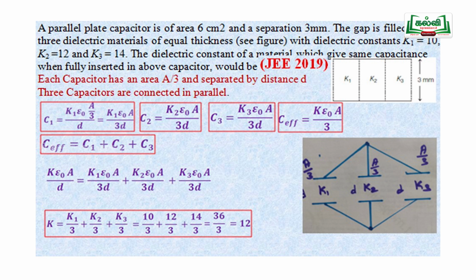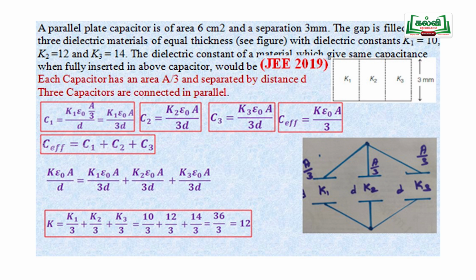Now you see K1, K2, K3. All these upper plates are receiving positive, and all the lower plates are receiving negative. So all these capacitances are connected in parallel. I will find out the capacitance of each one.